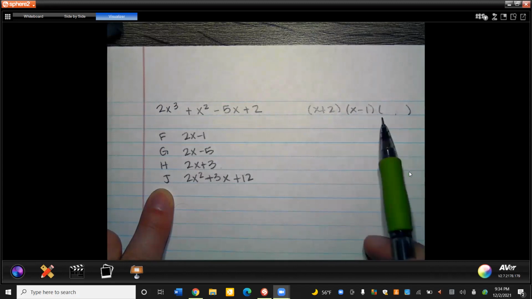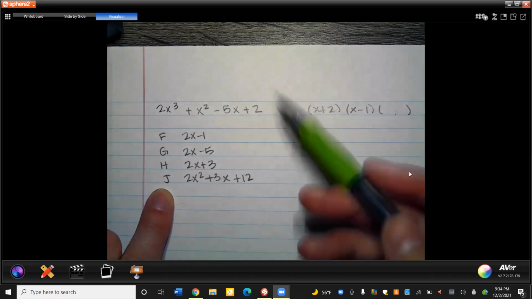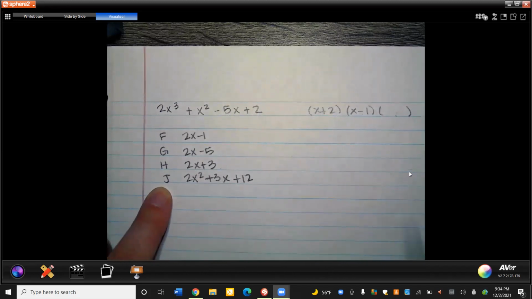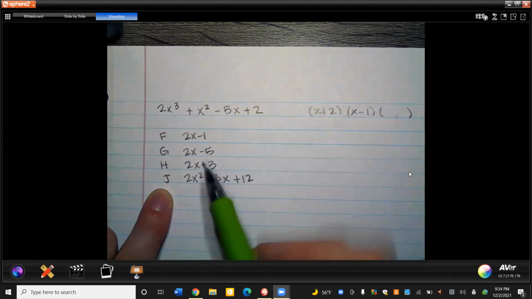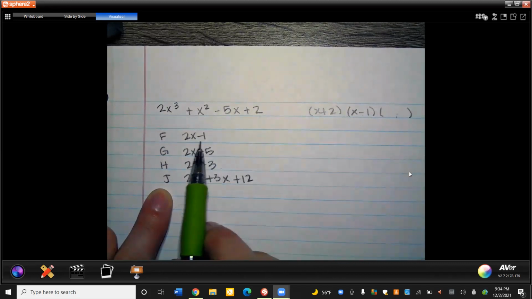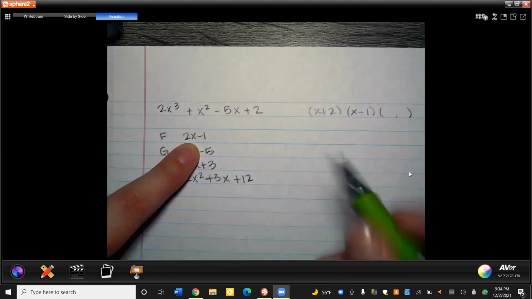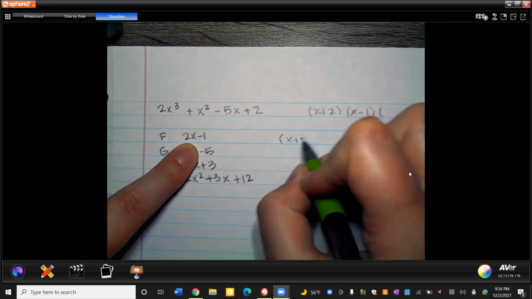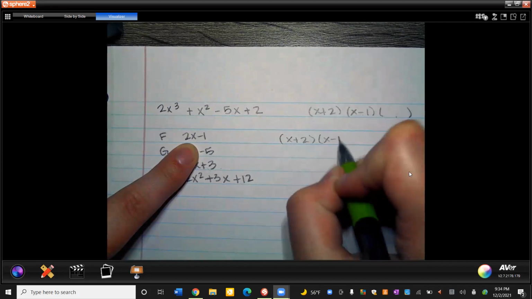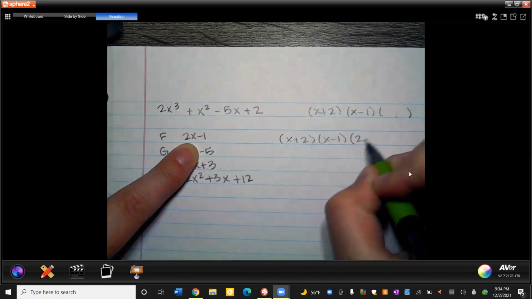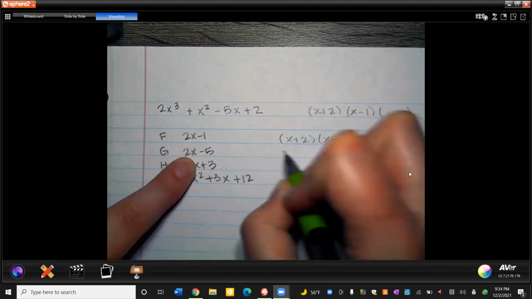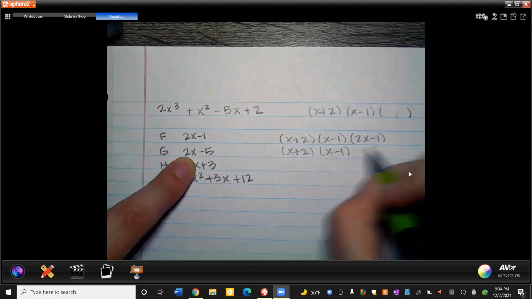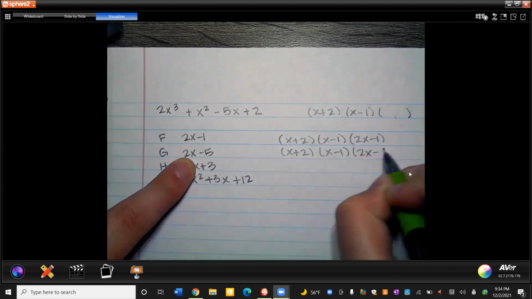If you were to FOIL that out, that would give you x to the 4th. But we can consider it, type it into Desmos, and you can see why it doesn't work. When we type these into Desmos, we're not going to be typing 2x minus 1. We're going to be typing the other factors, x plus 2 and x minus 1, and then this would be the third factor. For this one, we type the x plus 2, the x minus 1, and then the third factor, 2x minus 5.